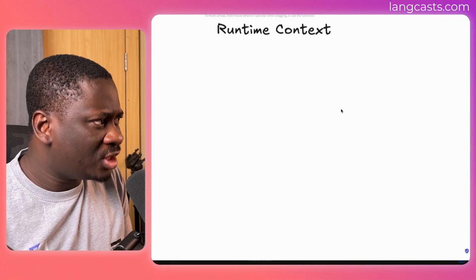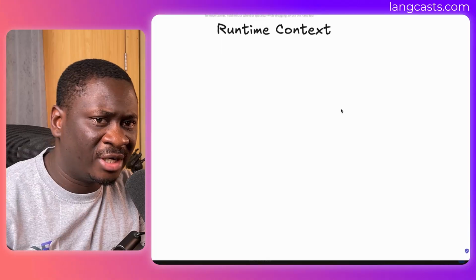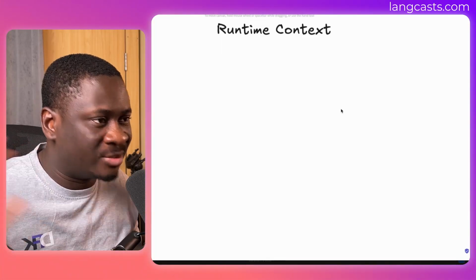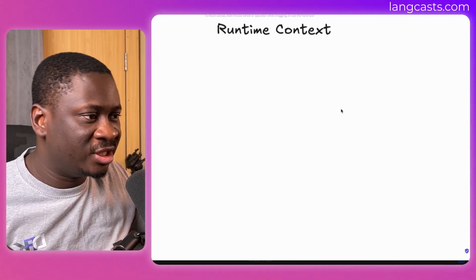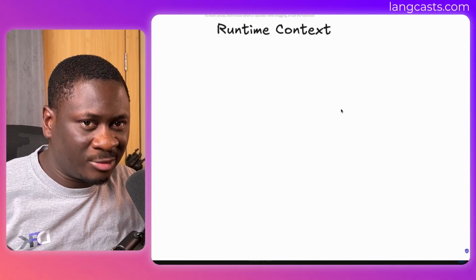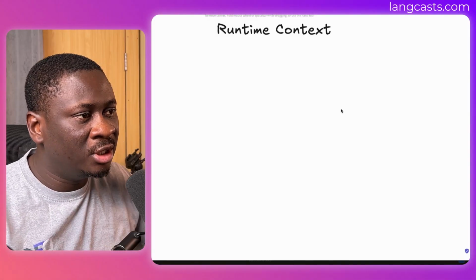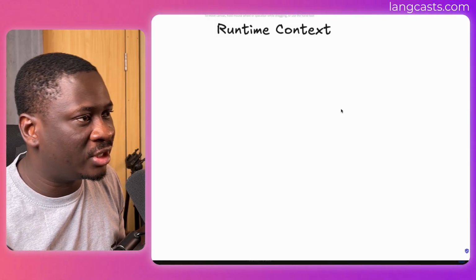So these values, you provide them at runtime. They cannot be modified by your node. They can't be modified. They can only be changed at your invocation. Anytime you invoke your graph, that's the only time that you can override them or set values for them. But your nodes can't change these values.